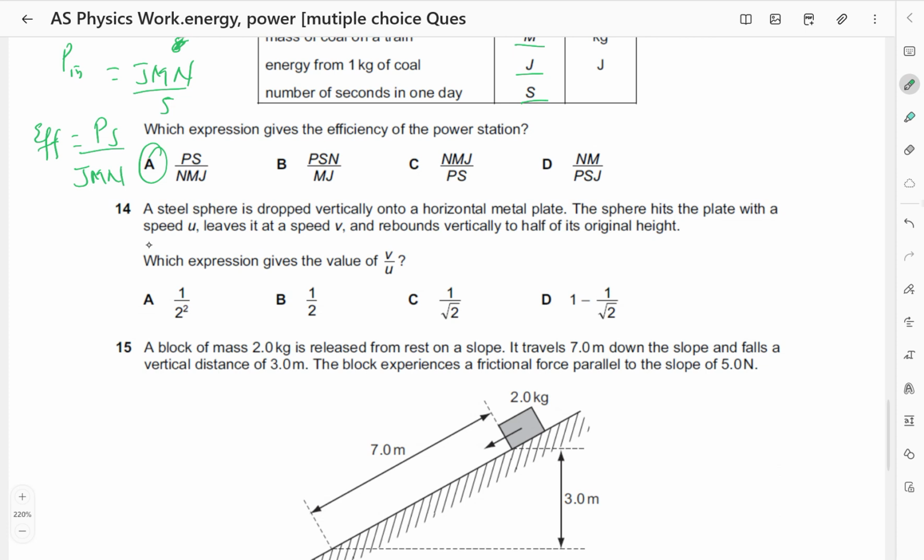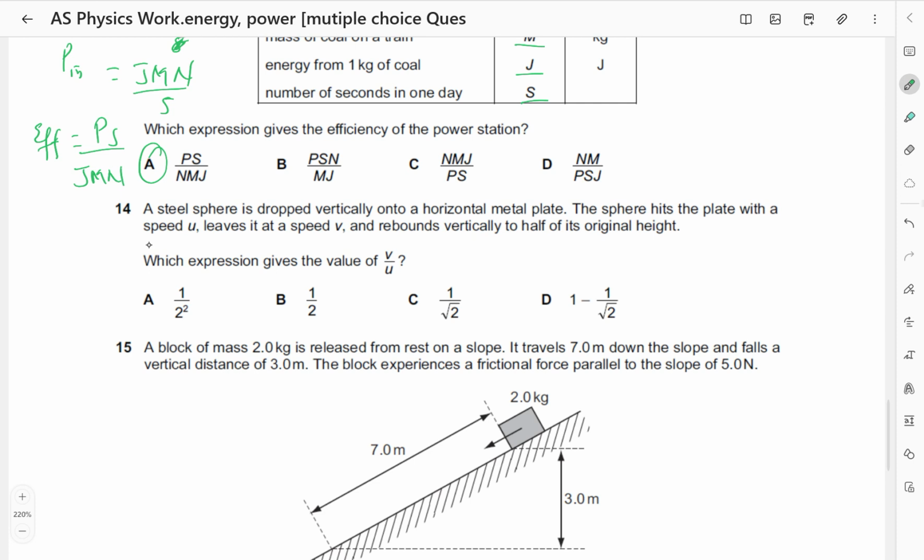A steel sphere is dropped vertically onto a horizontal metal plate. The sphere hits the plate with a speed u, leaves it at a speed v, and rebounds vertically to half of its original height. Which expression gives the value of v over u? Okay, so we are going to use simple equations of motion.